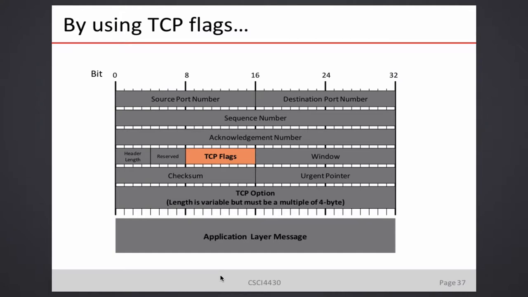The screen when you call connect. How does it start the three-way handshake? Okay, it starts the three-way handshake with a field called TCP flags. So the TCP flags, how many bits do they have? Is it 8 bits? You have 8 bits. Every bit means something different.